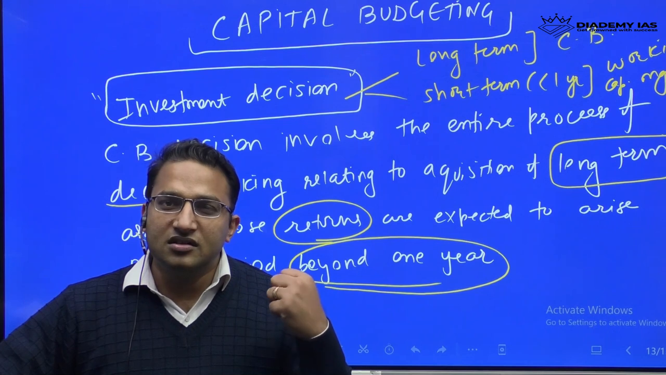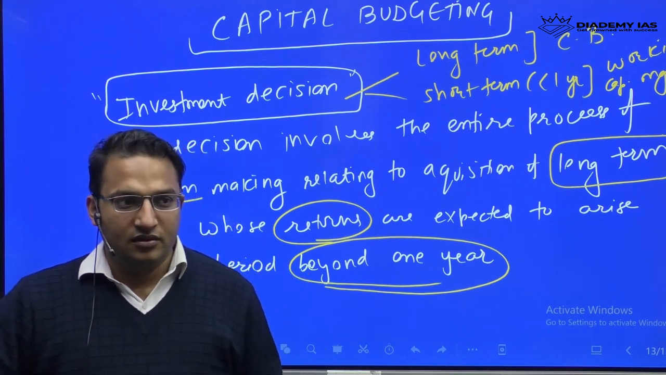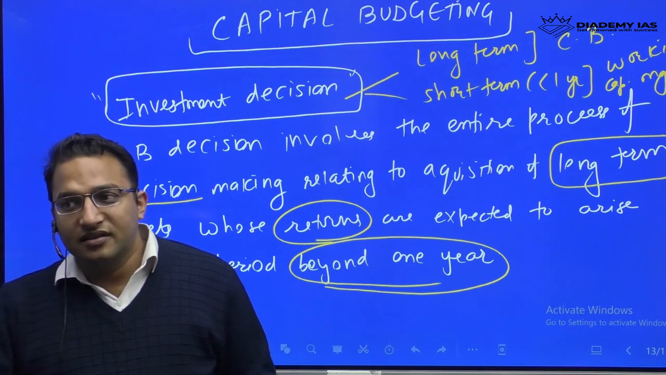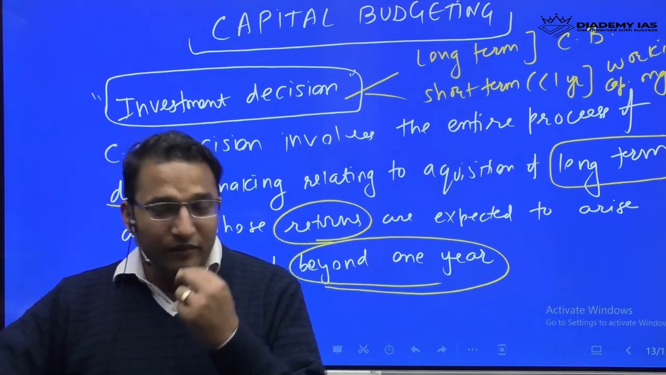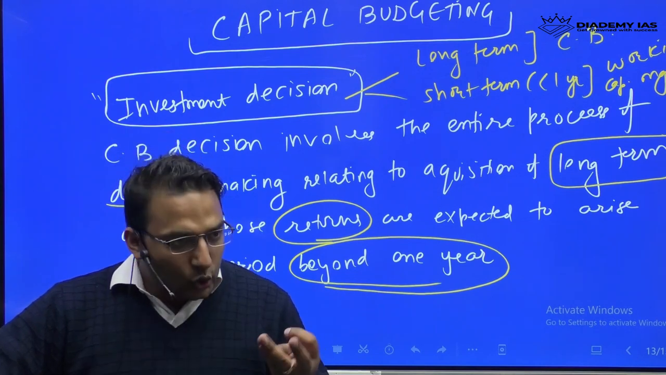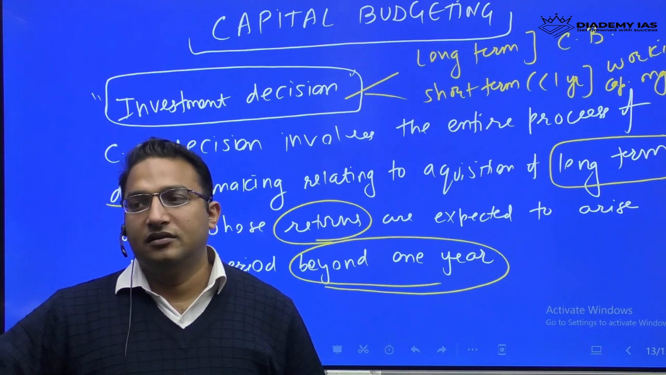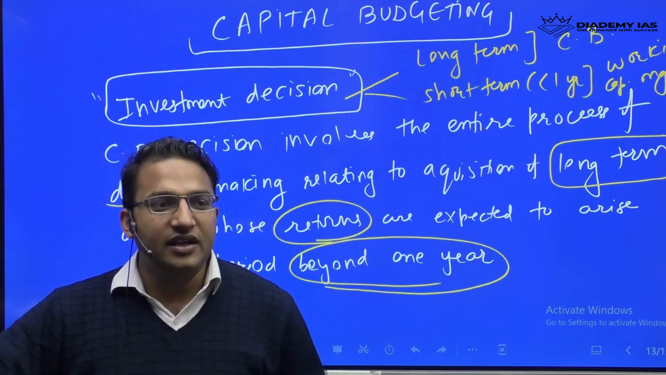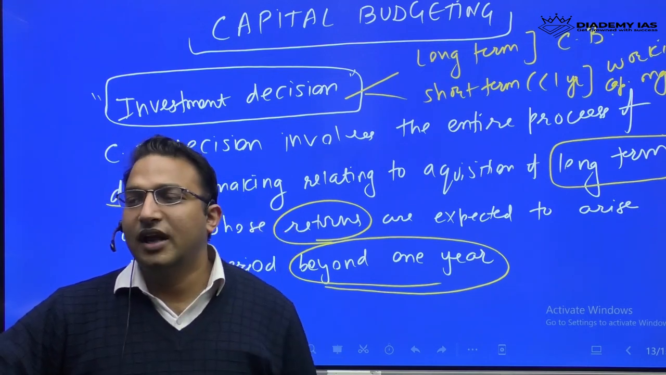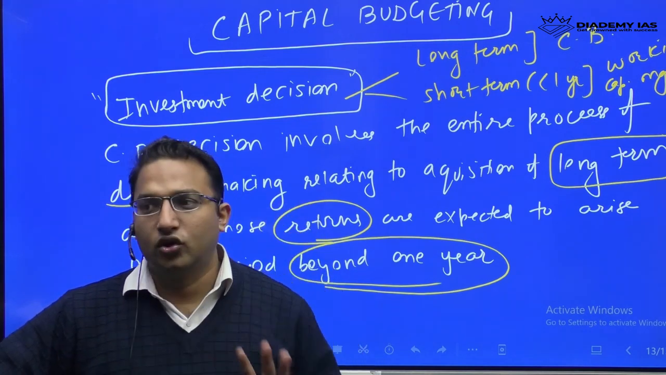And this is a very strategic decision. Any capital budgeting decision is a strategic decision, right? Why? Because the survival of the company, the growth of the company, the goodwill of the company, operations, profitability, everything depends upon a good capital budgeting decision. Everything depends upon whether you are choosing it right or not.